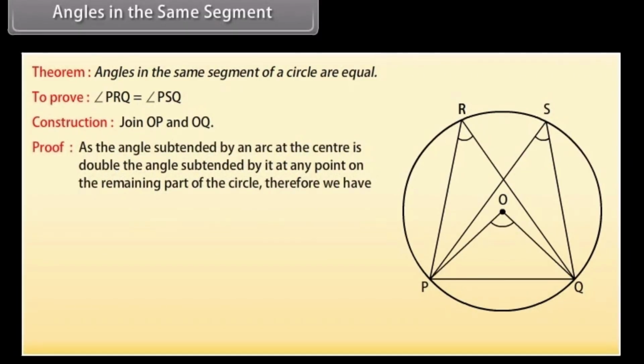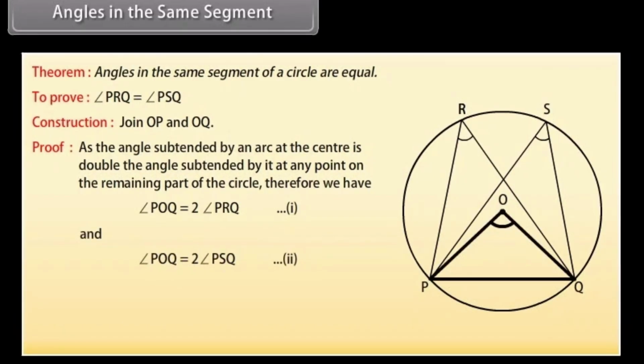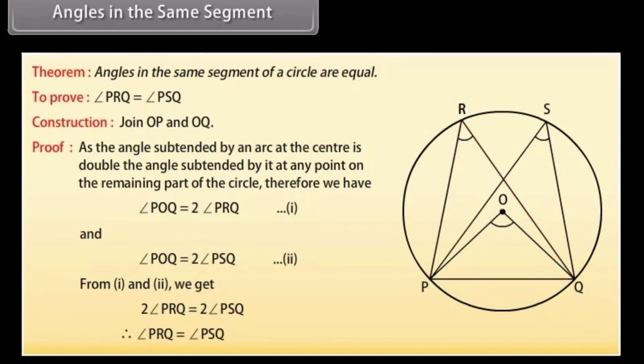Prove. As the angle subtended by an arc at the center is double the angle subtended by it at any point on the remaining part of the circle, we have angle POQ as 2 angle PRQ. Mark it as 1. And angle POQ is equal to 2 angle PSQ. Mark it as 2. From first and second, we get 2 angle PRQ is equal to 2 angle PSQ. Therefore, angle PRQ is equal to angle PSQ.